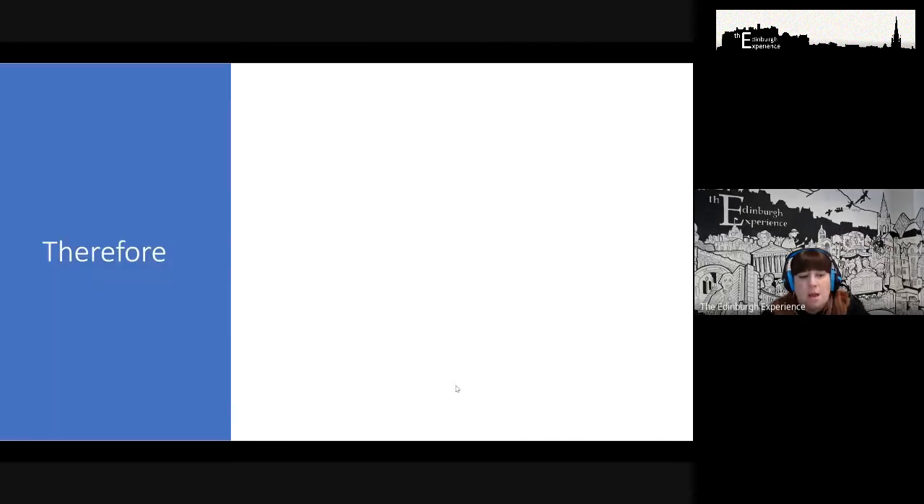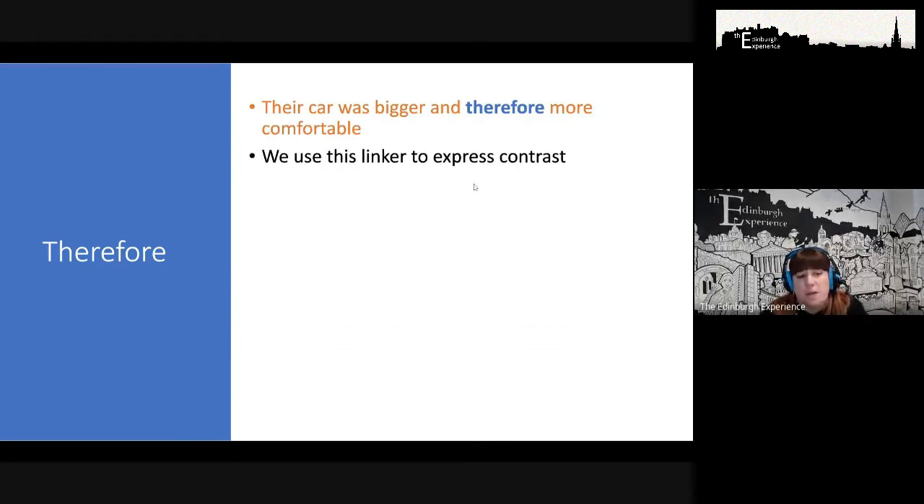Yeah. Okay, moving on to therefore. So the car was bigger and therefore more comfortable. So we use this to express contrast, right?